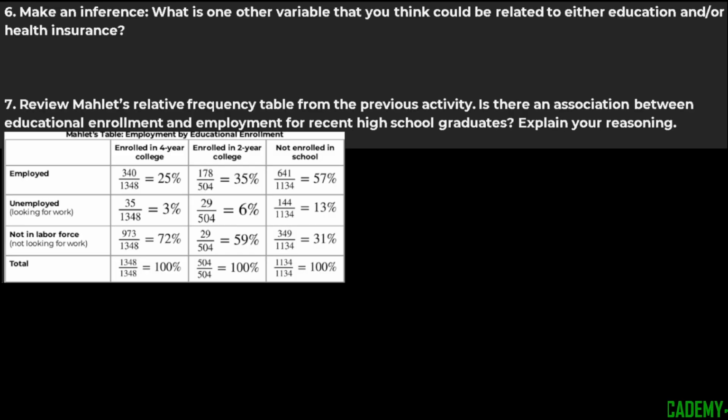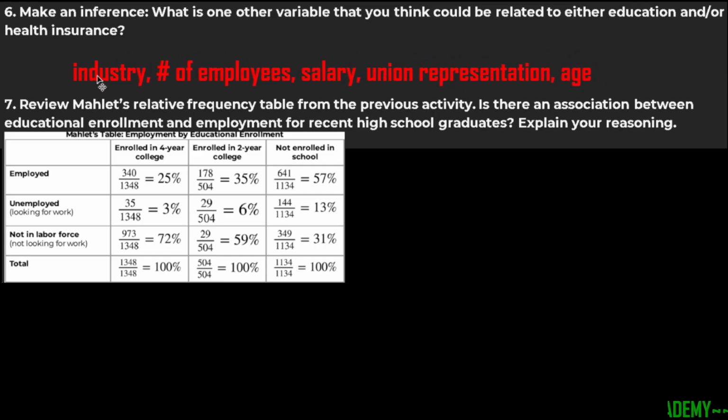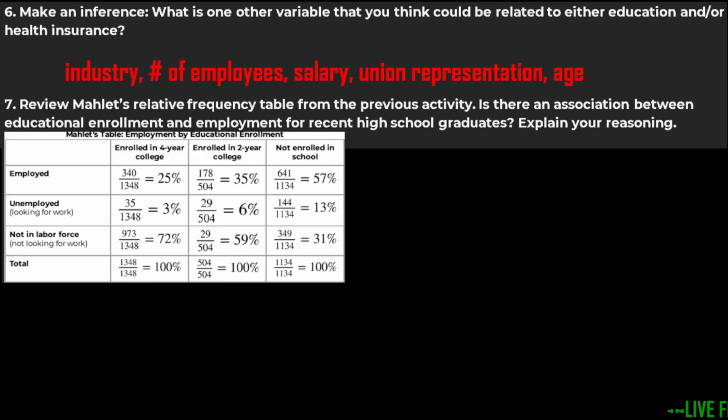All right, then for number six, it says make an inference. What is one other variable that you think could be related to either education or health insurance? So one inference we can make is we can say about industry, we can say about the number of employees, let's say about the union representation, salary, or age.